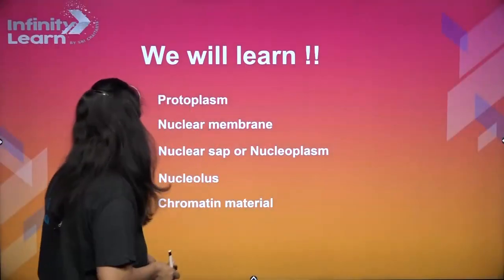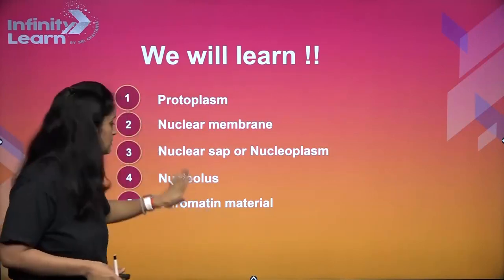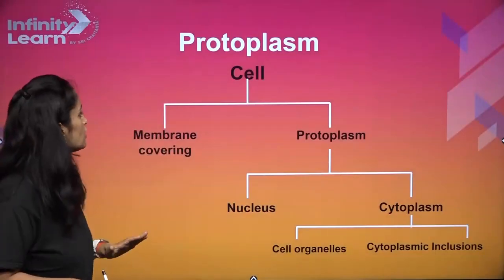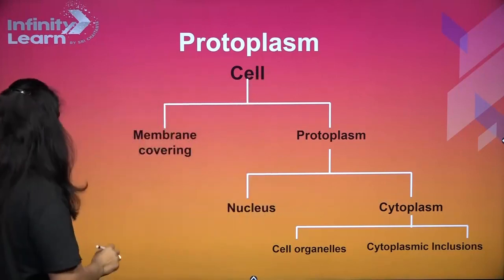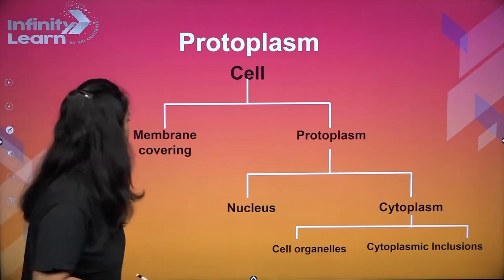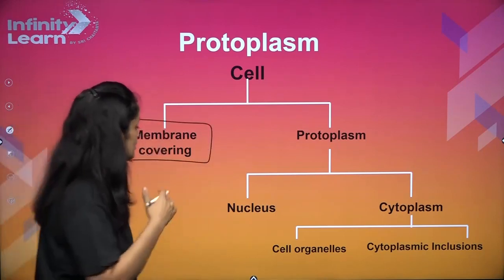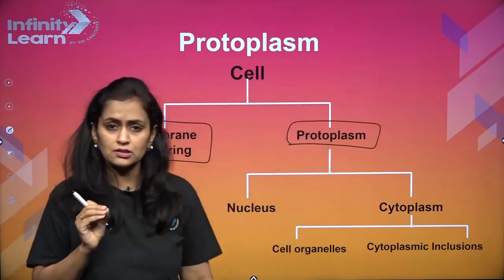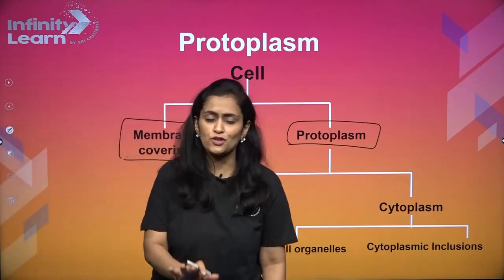So for the nucleus, we will talk about protoplasm, nuclear membrane, nucleoplasm or sap, nucleolus and chromatin material. So now here, first thing first, that is protoplasm. So what is protoplasm? So in a cell till now, kahani ab tak ki हमने क्या क्या देखा? So we have seen कि there is a membrane covering present over a cell and then there is protoplasm. So what is protoplasm? To explain it in very simple, straightforward language, कि protoplasm is basically all the living components of the cell.